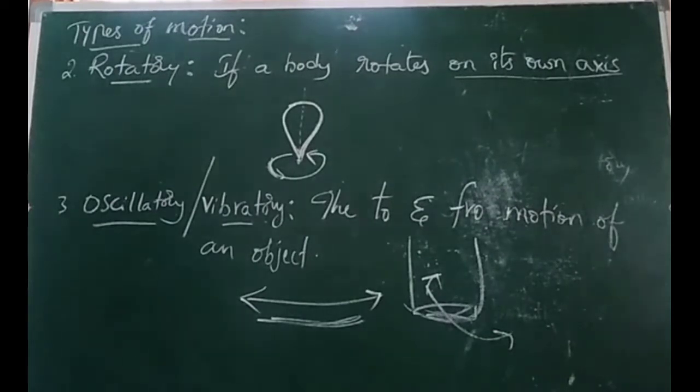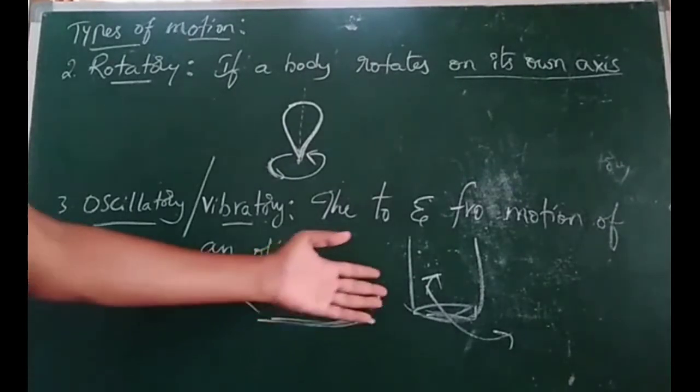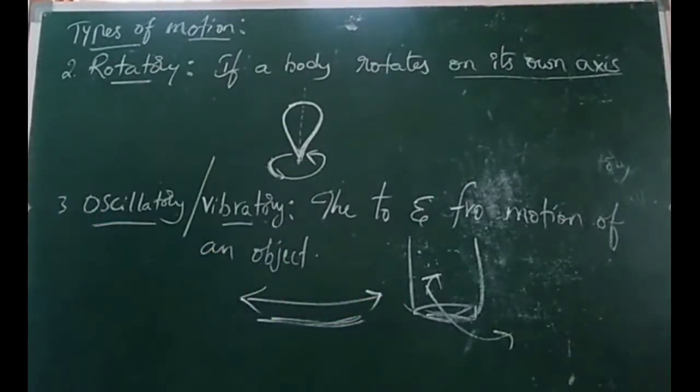So coming to the examples for this: stretching a rubber band, so that rubber band vibrates, and swinging a cradle, motion of the needle of a sewing machine. The motion of the needle of a sewing machine also comes under the category of oscillatory motion, right? So we can give so many examples for these different types of motions.